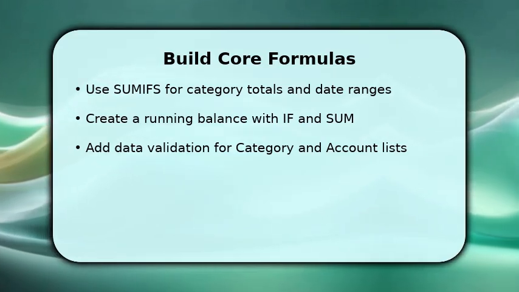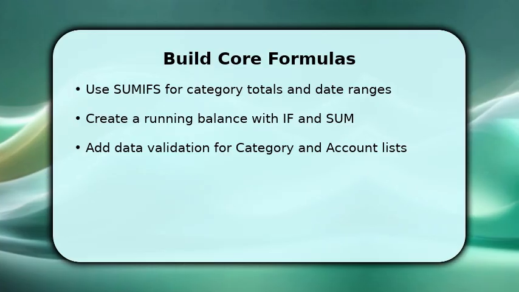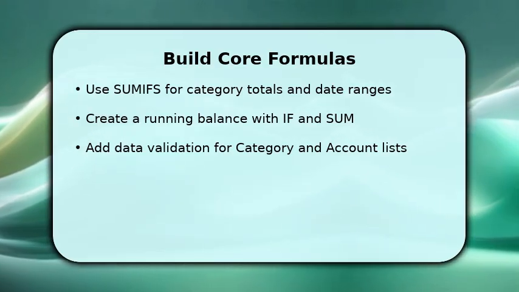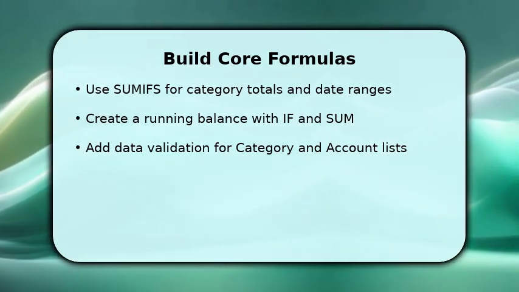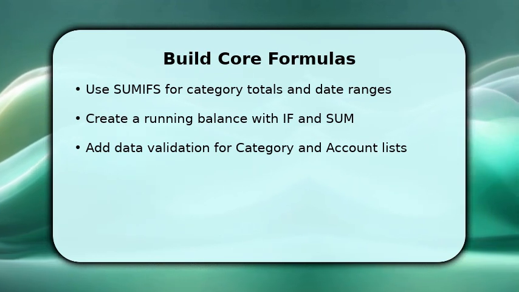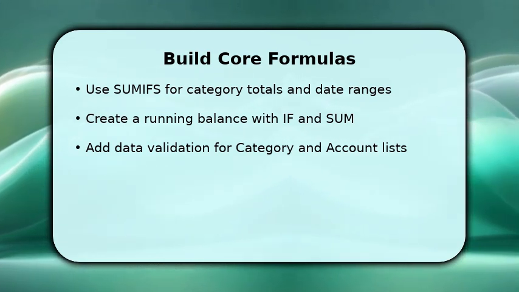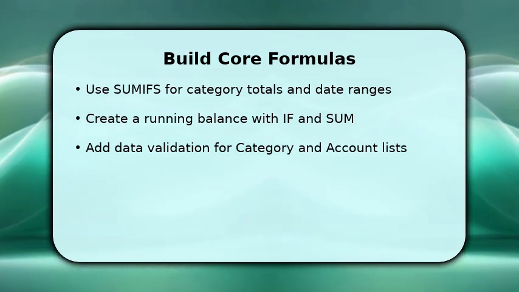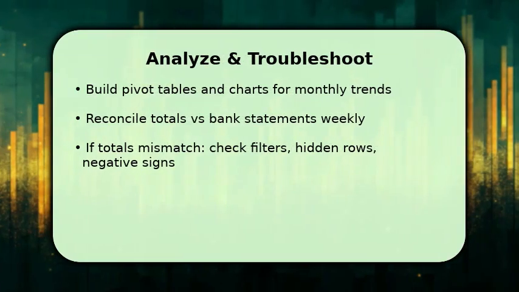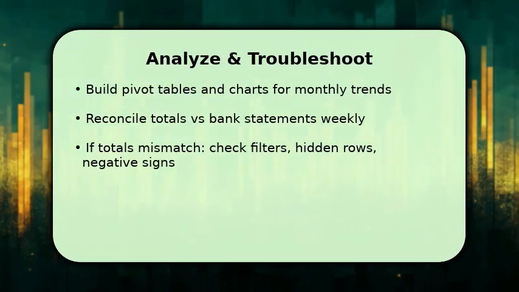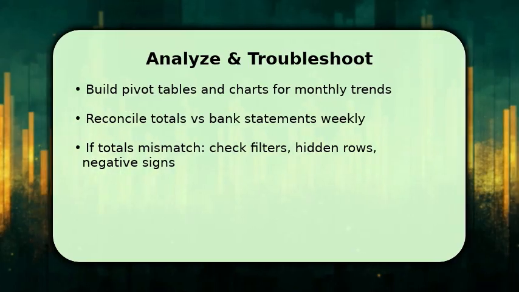Add data validation drop-downs for category and account to prevent typos. Once in place, test with a few sample rows and adjust ranges to be dynamic, so new rows auto-include in calculations. Finish by creating pivot tables and simple charts to visualize monthly income, spending by category, and account balances.